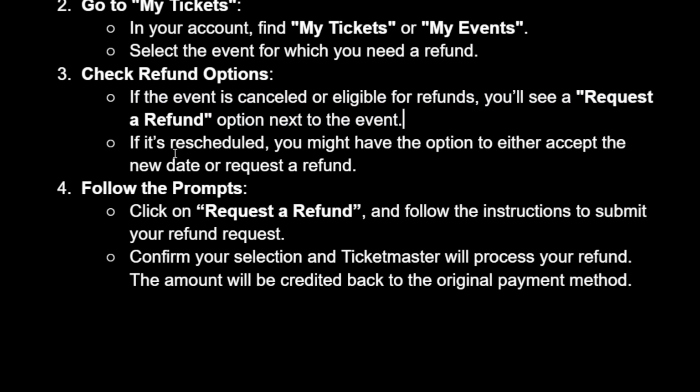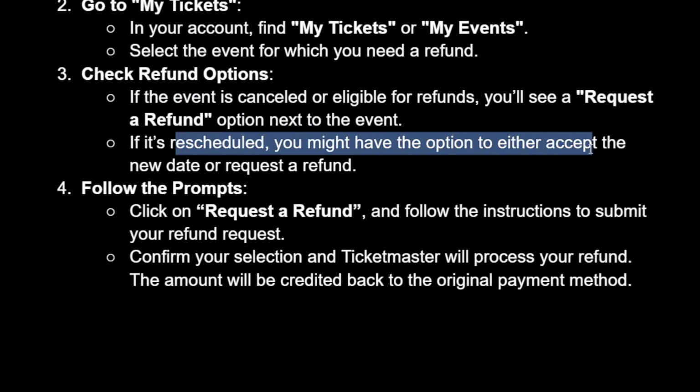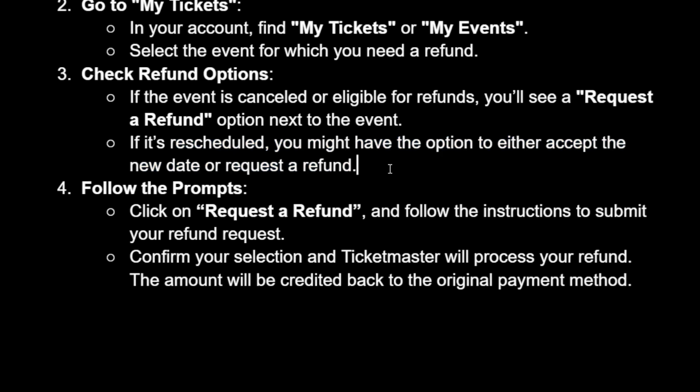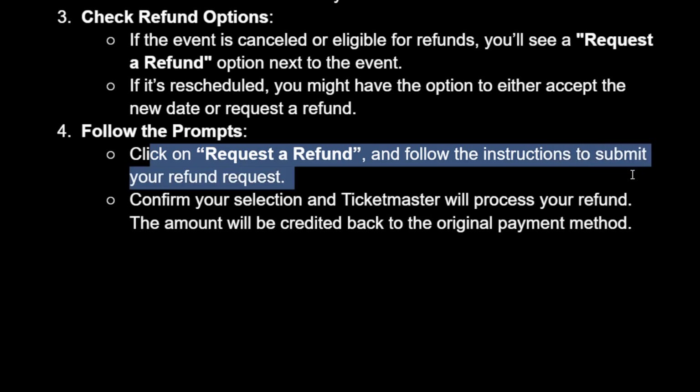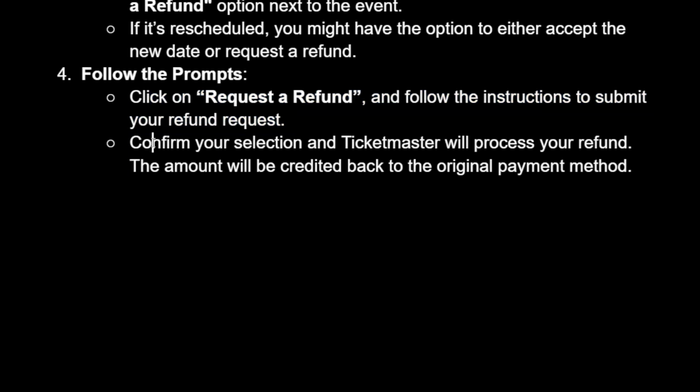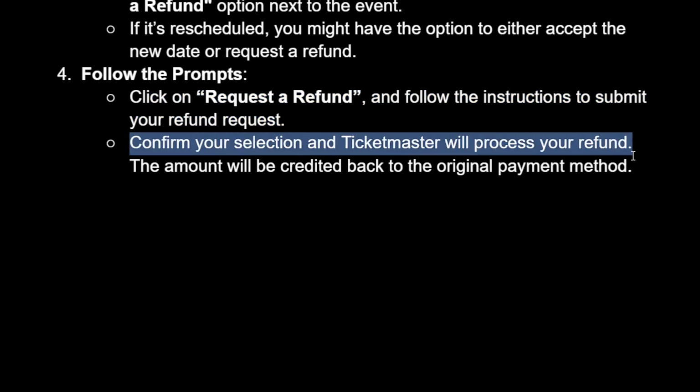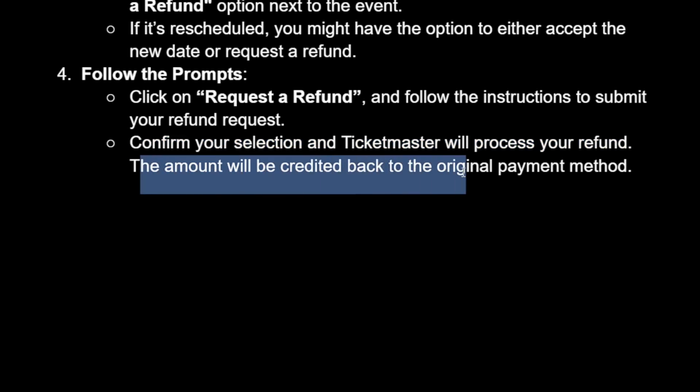If the event is cancelled or eligible for refunds, you'll see a request a refund option next to the event. If it's rescheduled, you might have the option to either accept the new date or request a refund. Then you just gotta follow the prompts, so click on request a refund and follow the instructions to submit your refund request. Confirm your selection and Ticketmaster will process your refund. The amount will be credited back to the original payment method.